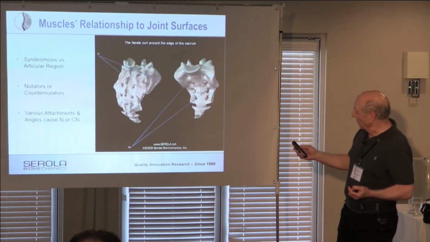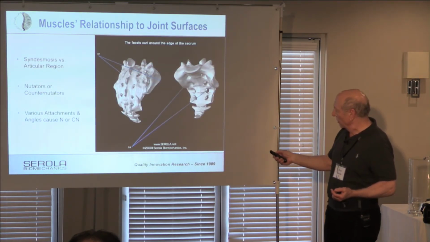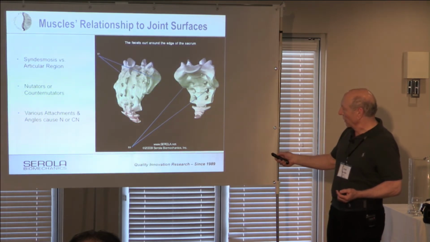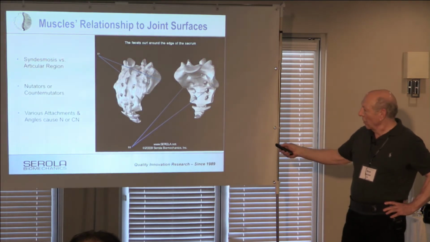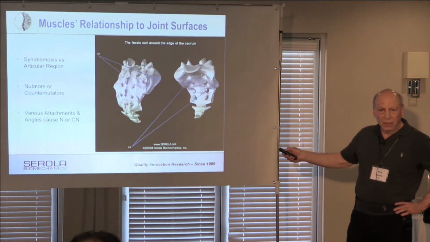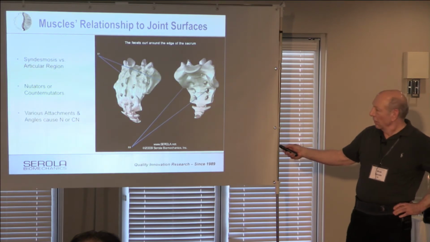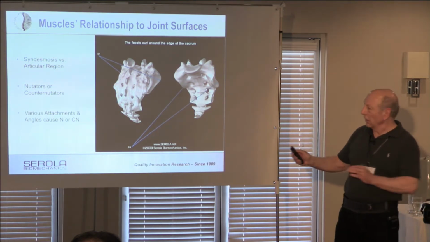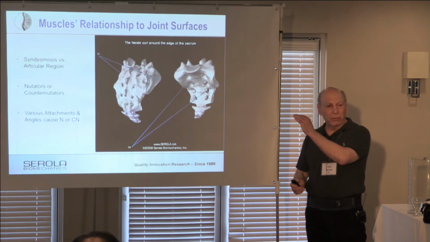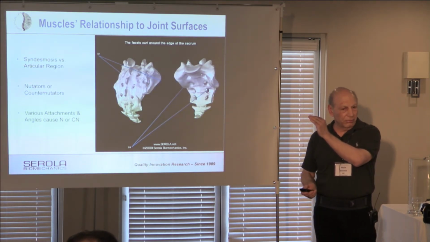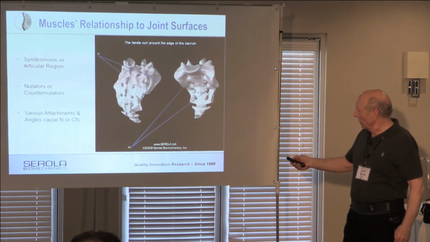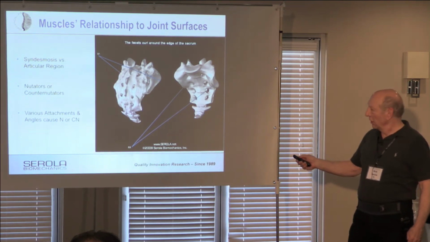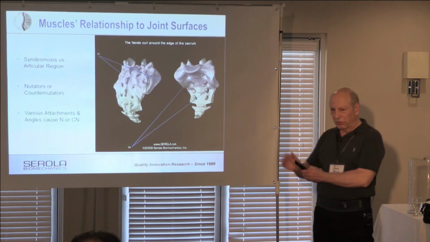So here we have the syndesmosis and the articular area. Syndesmosis is where the ligaments attach to the sacrum, and they go up and attach to the ilium. And they suspend the sacrum from the ilium, and the ilium hovers just superior and posterior to the sacrum. And this is the articular surface. It goes around the edges of the sacrum.